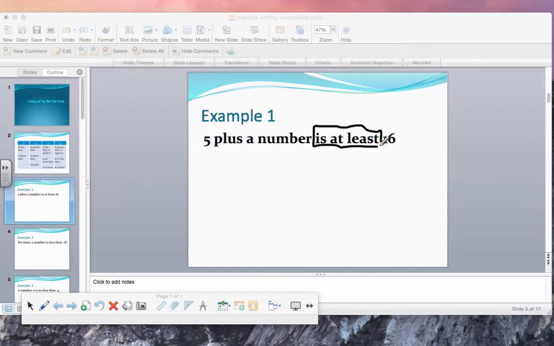I'm then going to underline the words that give me operations that will be in this inequality, and I see plus. So 5 plus a number, that's pretty easy, 5 plus, and we don't know the number, so we pick a variable, so I'm going to call it x, is at least, which means the answer is either greater than or equal to 16. And there's your inequality. Let's try another one.